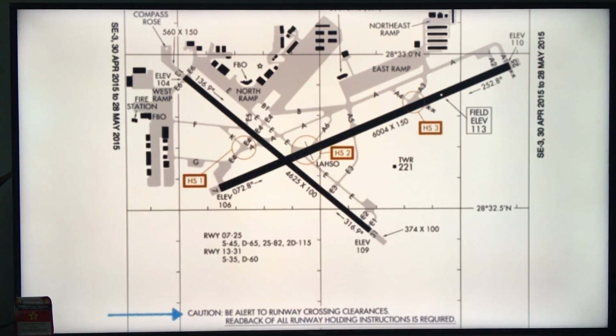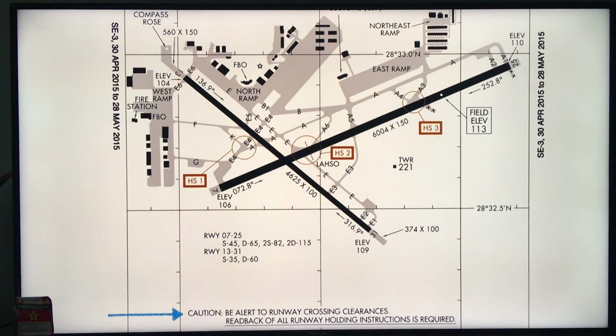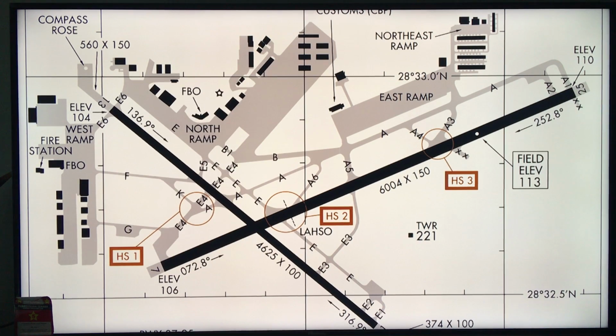I always like to read the notes as well. Look down below. It says, caution, be alert to runway crossing clearances. Then this next part is underlined. It says, read back of all runway holding instructions required. Meaning, if they tell you, hey, 23 Mike Zulu, taxi to runway 25, hold short of 13, well, I need to specifically read back taxi to 25, hold short of 13, or hold short of taxiway Alpha, whatever it may be. I'm required to read back those holding procedures and requests that the tower or ground controller actually gives me here.